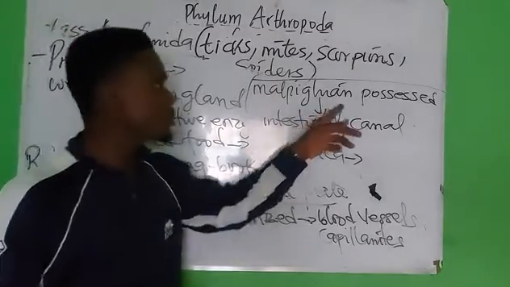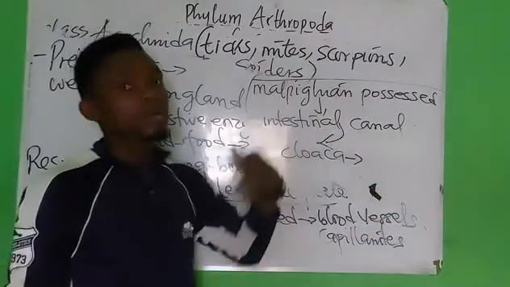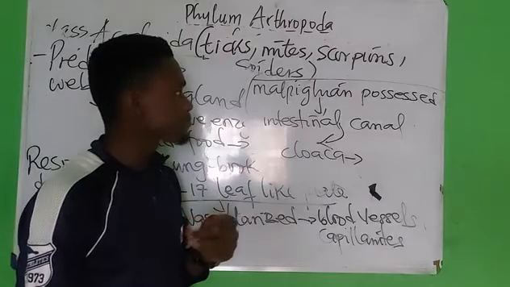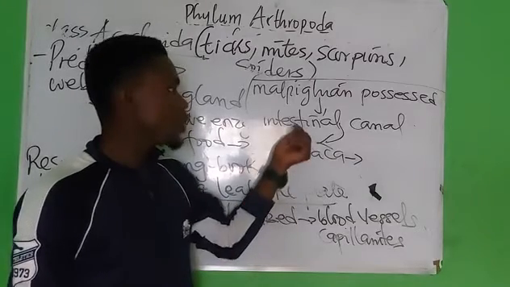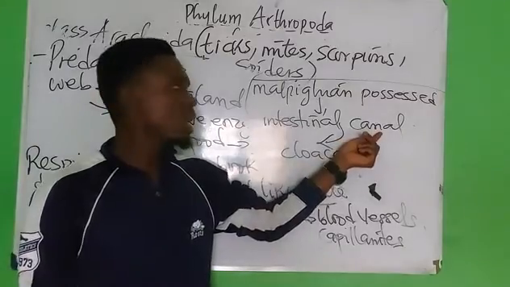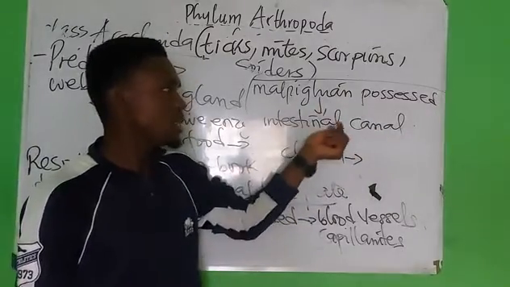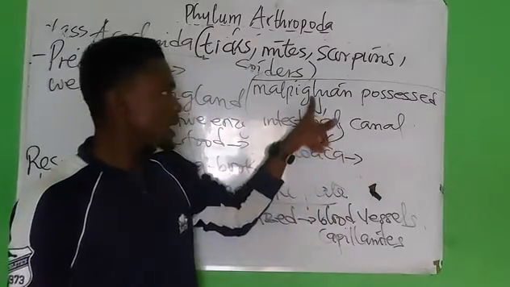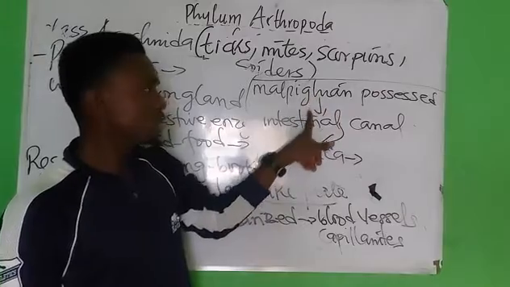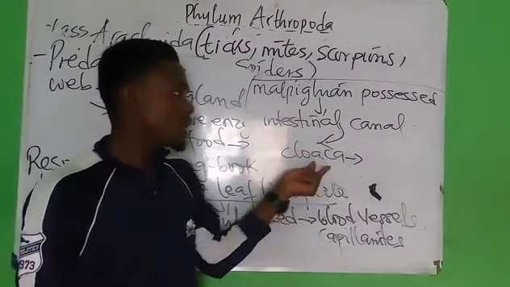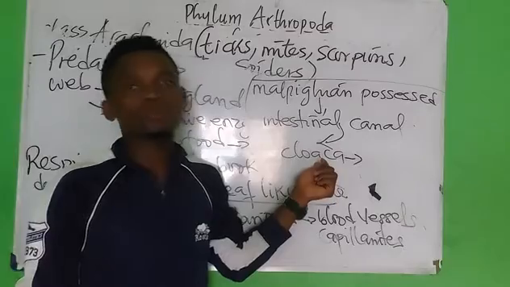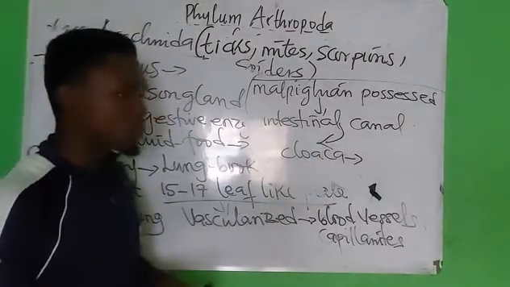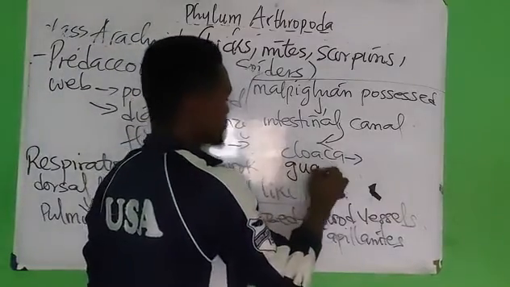The Malpighian tube is found in the ventral region of the organism. They are connected to the intestinal canal, and they open into the cloaca. It is not that it opens directly; this is connected to this, and it opens to the cloaca. From this cloaca, waste products are excreted from the body. The major waste of spider is guanine.